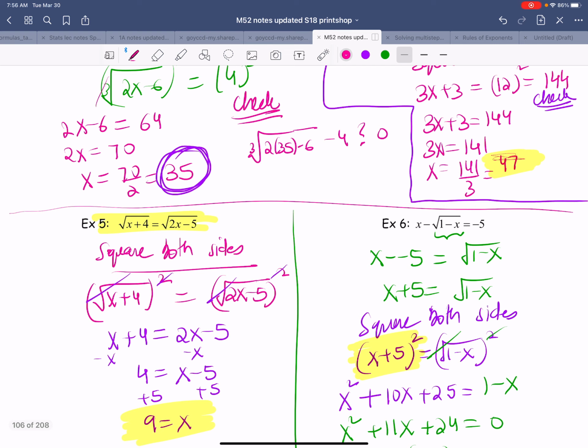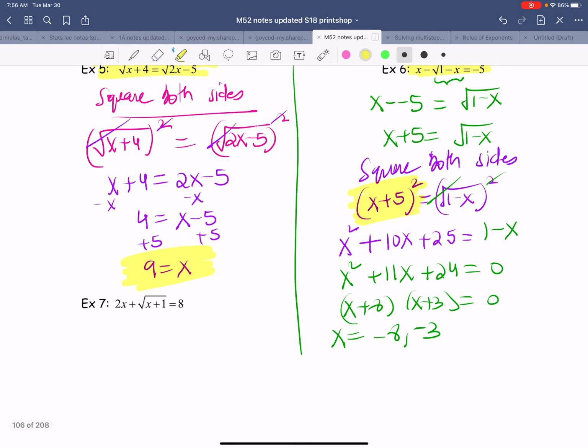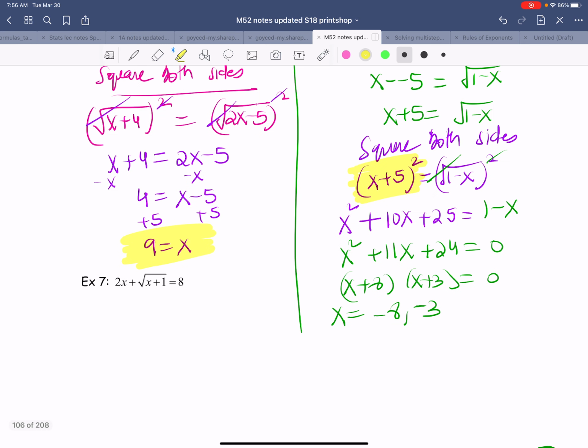I don't have the square root isolated. So when it's time to plug your solutions in, plug into the original equation, not anywhere else. Okay, let's see. So let's start by plugging negative 8 in there.